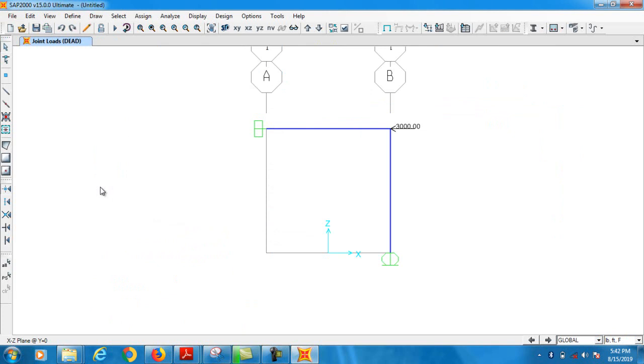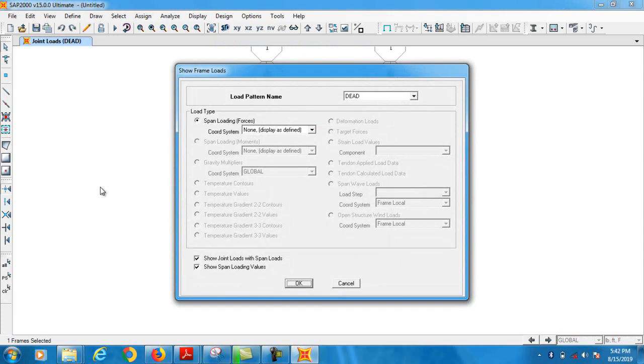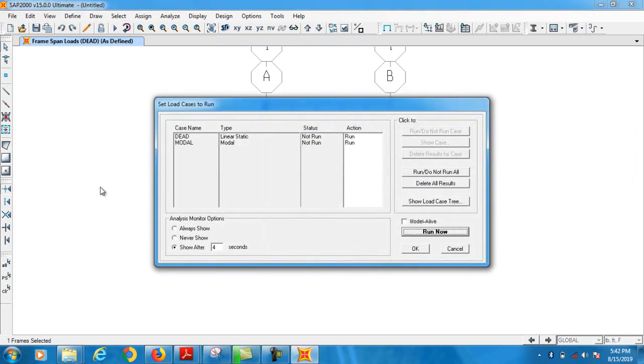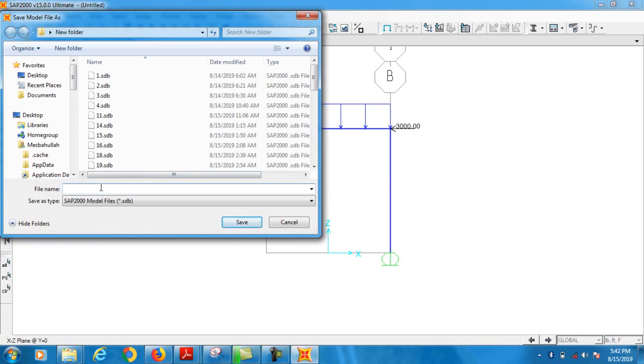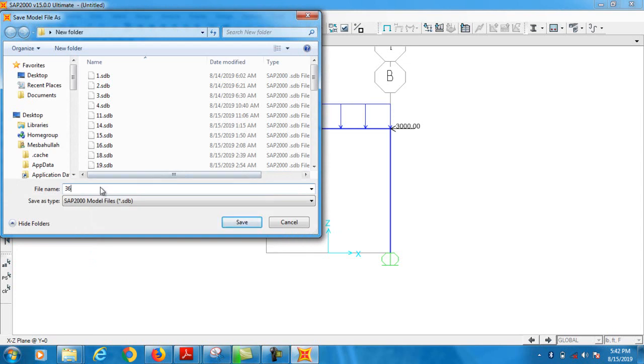Okay, now we assign loads. And if you are interested to display, use this option, and okay, your loads are assigned, members are assigned, joints are assigned. Now we will analyze the structure. Model do not run, and run now. Save it. This is example number 36. Okay, and save it.